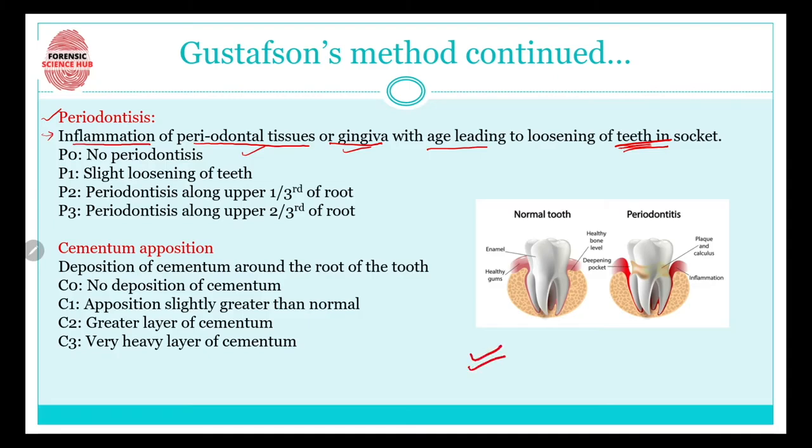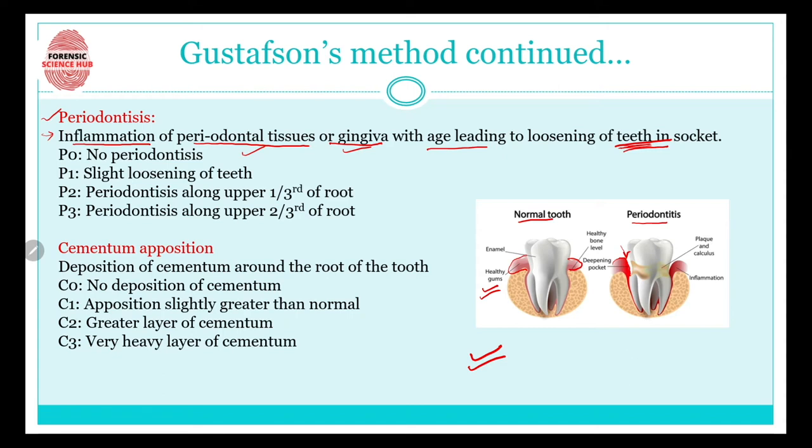If you can see in this picture, this is a normal tooth and this is a tooth having periodontosis. Here we have this red area that you can see, this is the gum area, and here we have the healthy gums. But in case of periodontosis, we can see that the gum area has displaced from its normal position. There's a gap that you can see over here. This gap is due to the inflammation of gingiva or the periodontal ligament.